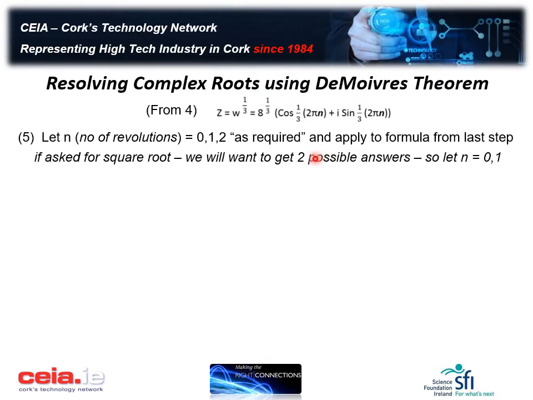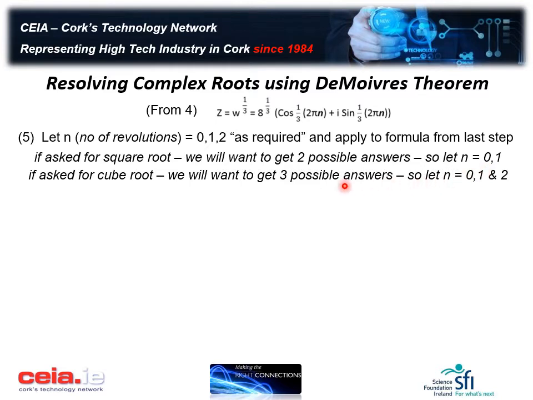Okay, so if the question was to get the square root of a complex number, we'd be looking for 2 roots. So we would give n 2 possible values, 0 and 1. If we're being asked for a cube root, we would have 3 possible answers. So we need to assign values to n of 0, 1, and 2. And we will apply these values in turn to this formula and get 3 different answers.